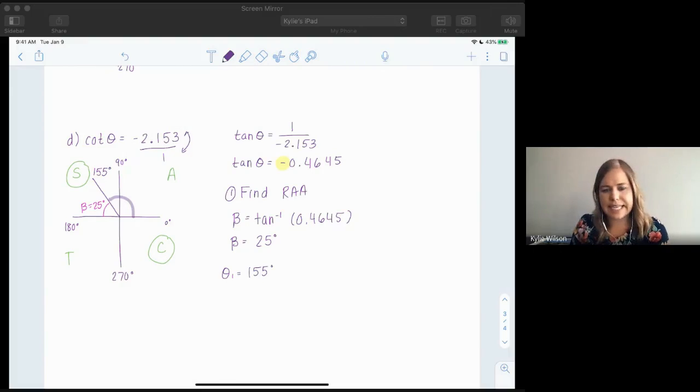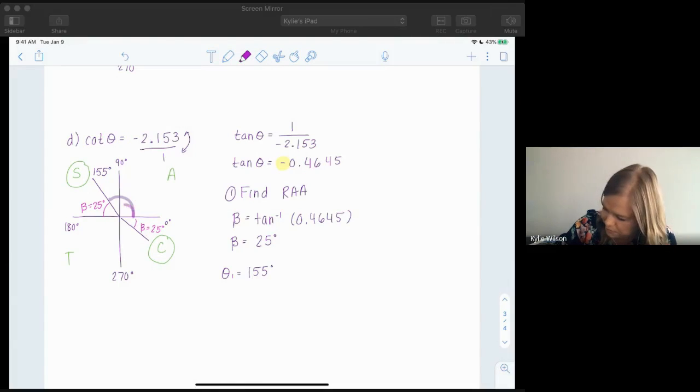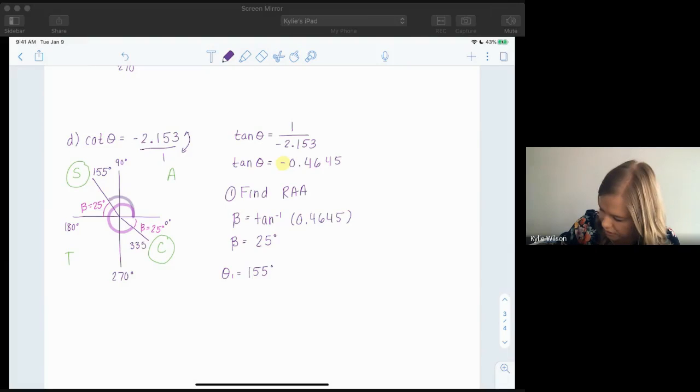Now let's find our second theta, because I also have one living over here. Again, my related acute angle must also be 25 degrees. So now we can find our values. I go past 90, past 180, past 270, all the way to here, and I would have 25 degrees left to get to 360. So 360 minus 25 would be 335 degrees. So that is my second theta.